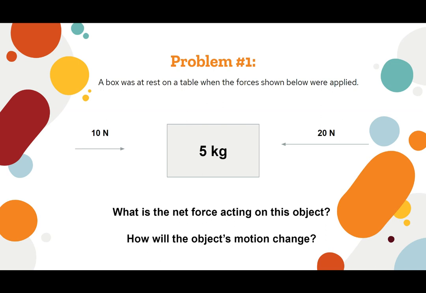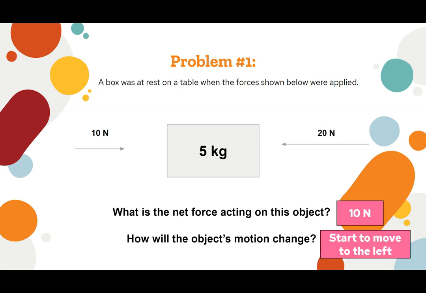So the net force acting on the object is the sum of all the forces acting on it. And remember, we subtract forces moving in the opposite direction. Since these are moving in the opposite direction, that means we subtract these 2 forces. So 20 minus 10 gives us 10. And since the net force isn't 0, the object's motion will change, and it will start to move to the left because the force being applied to the left is bigger than the force moving to the right. And since it was at rest, I know it's going to start moving.